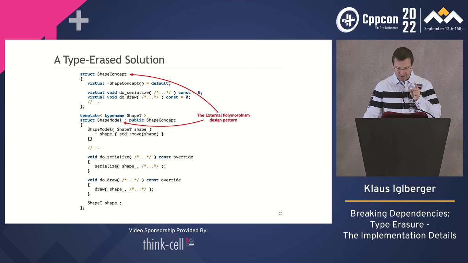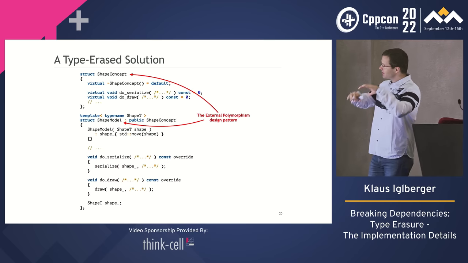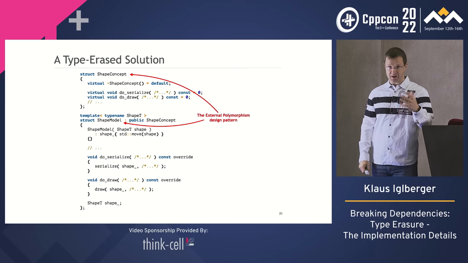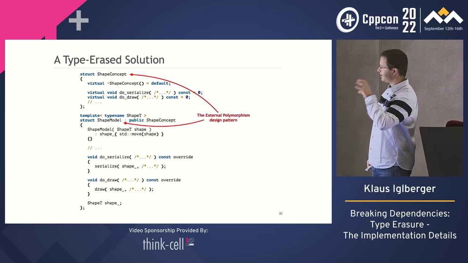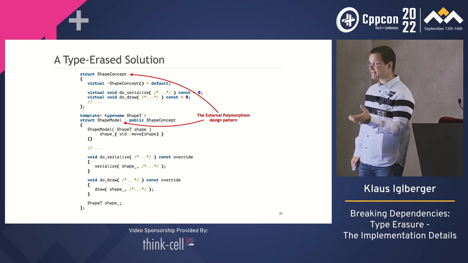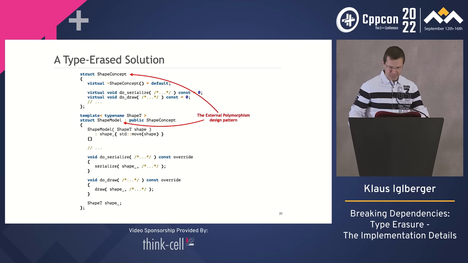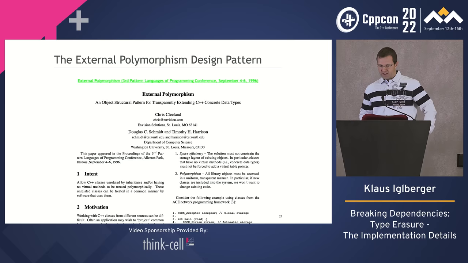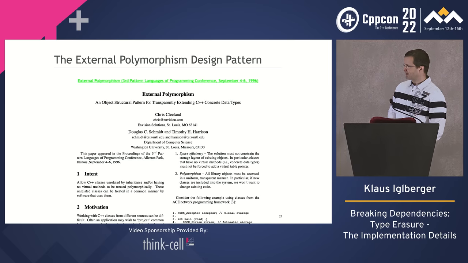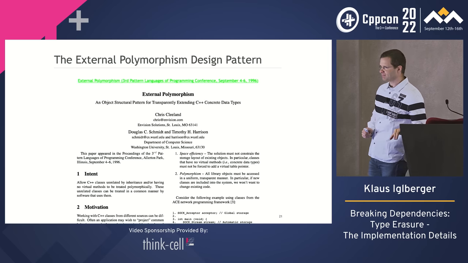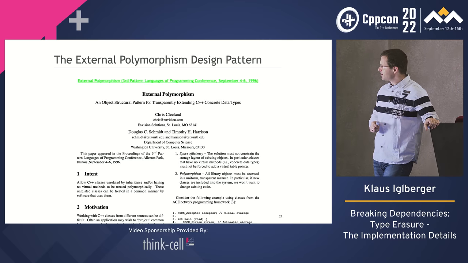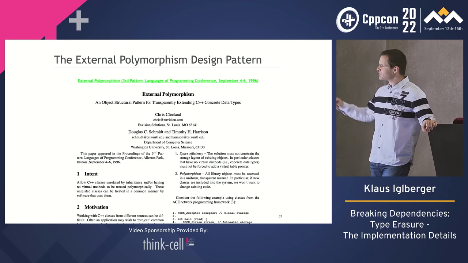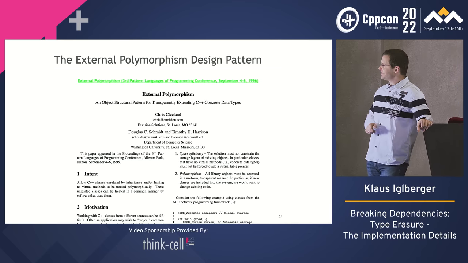All right. This is the external polymorphism design pattern. So we create a separate hierarchy, a separate model for some independent types. And by that, I really extract, isolate the operations pretty strongly. External polymorphism is a pattern that you might not have seen before, because it's not one of these classic Gang of Four patterns. The Gang of Four book was released in 1994. This paper is from 1996, so a few years after, but nonetheless, I believe this is a pattern that you should know about, because it's absolutely fantastic and absolutely key for this type erasure idea.